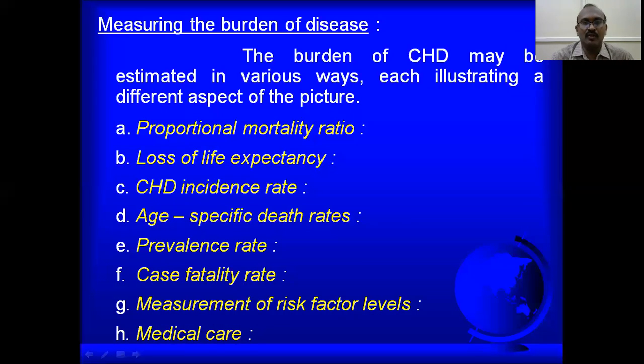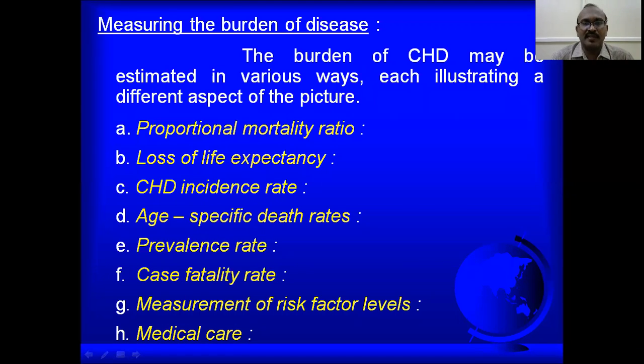Prevalence rate. This is usually known in the population by measuring blood pressure as well as by ECG. By this we can understand how many people had myocardial infarction and how many people had prolonged chest pain. As a result, we can find out the number of people in the population who actually have coronary heart disease. Case fatality rate.